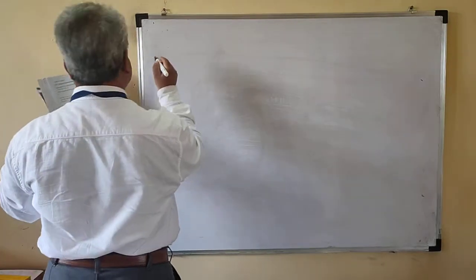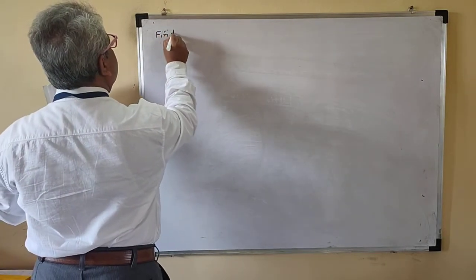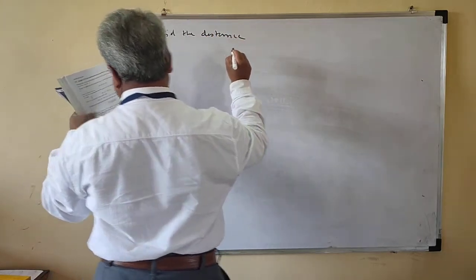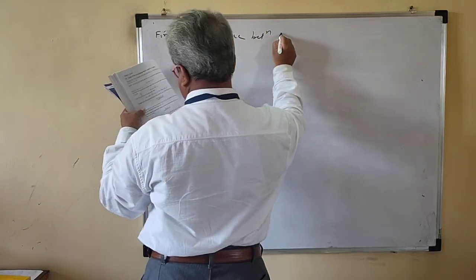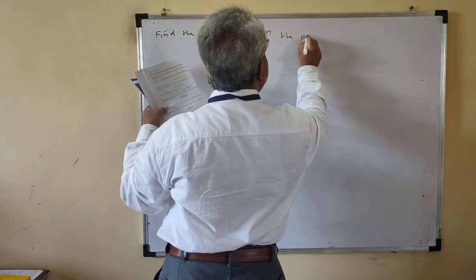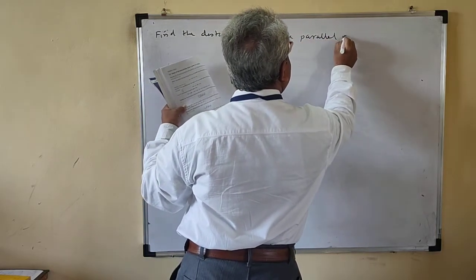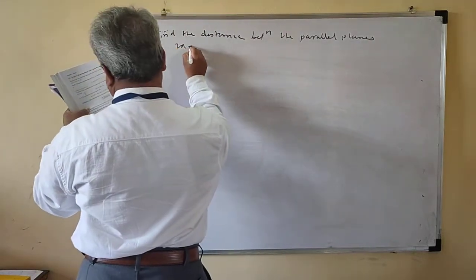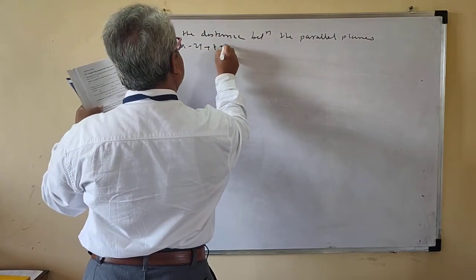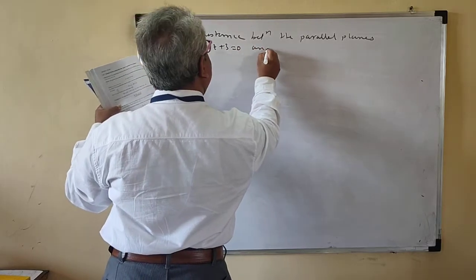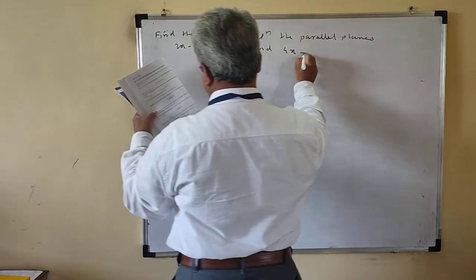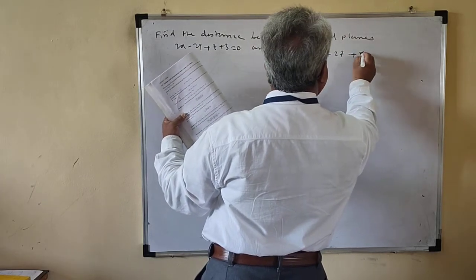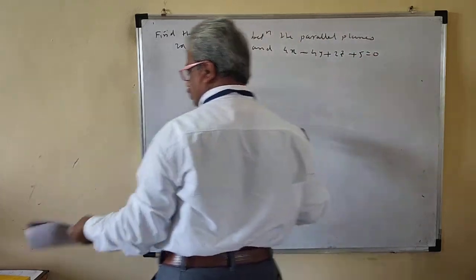Like, find the distance between the parallel planes 2x minus 2y plus z plus 3 is equal to 0, and 4x minus 4y plus 2z plus 5 is equal to 0.